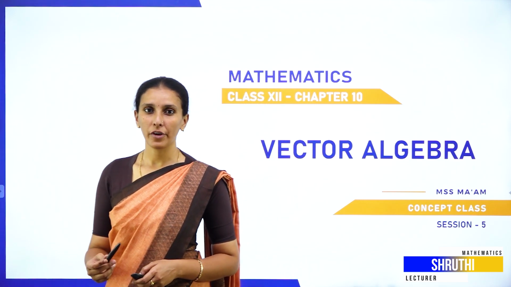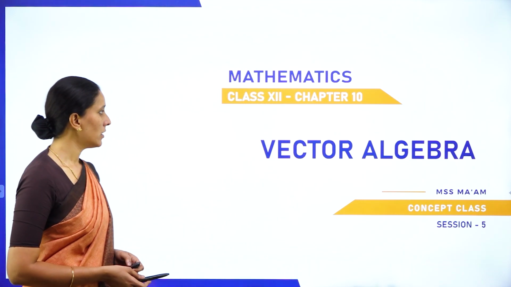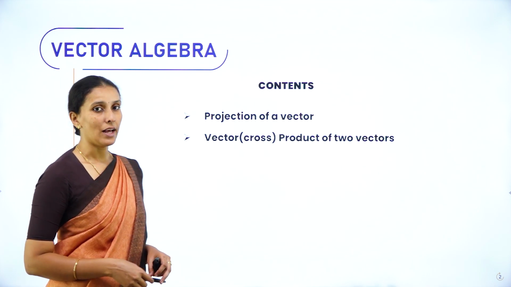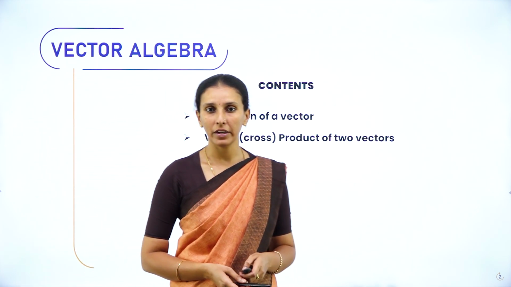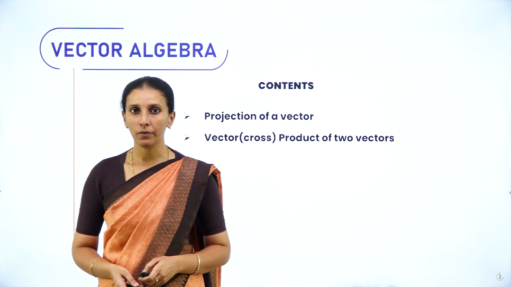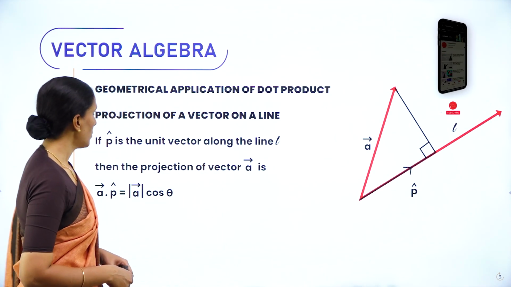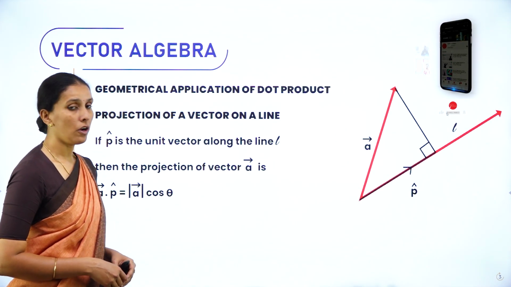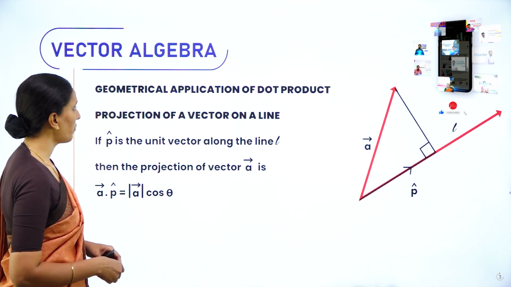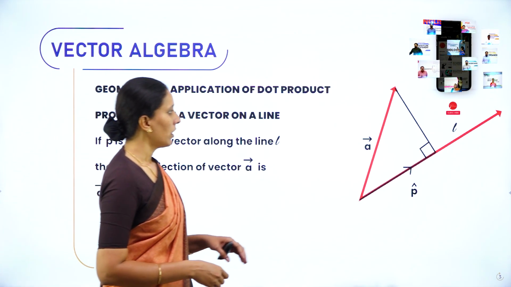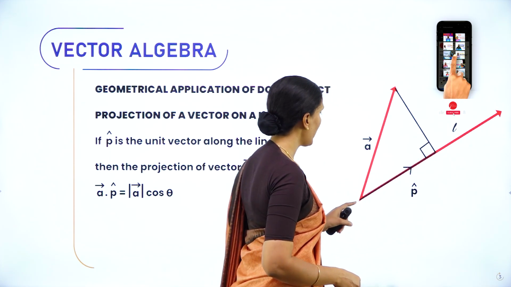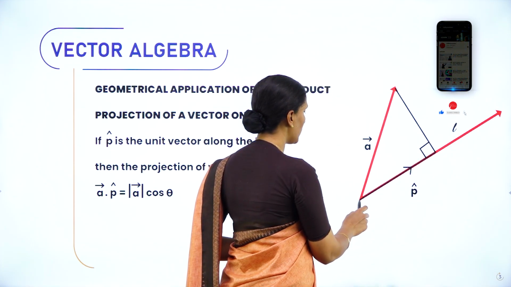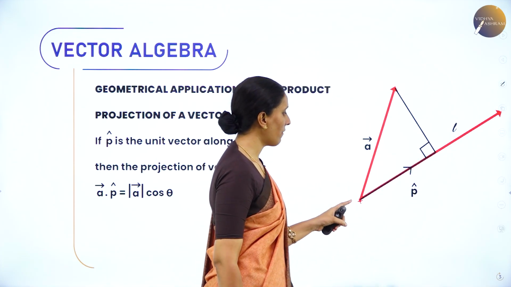Here in this session, we are going to study about the projection of a vector as well as the vector product of the given vectors. Now here, let's see what is projection of a vector. It is one of the applications of your dot product. So, projection of a vector on a line. Now, consider a line L here. So we have a vector A which is passing through the same initial point here. So we have a line.